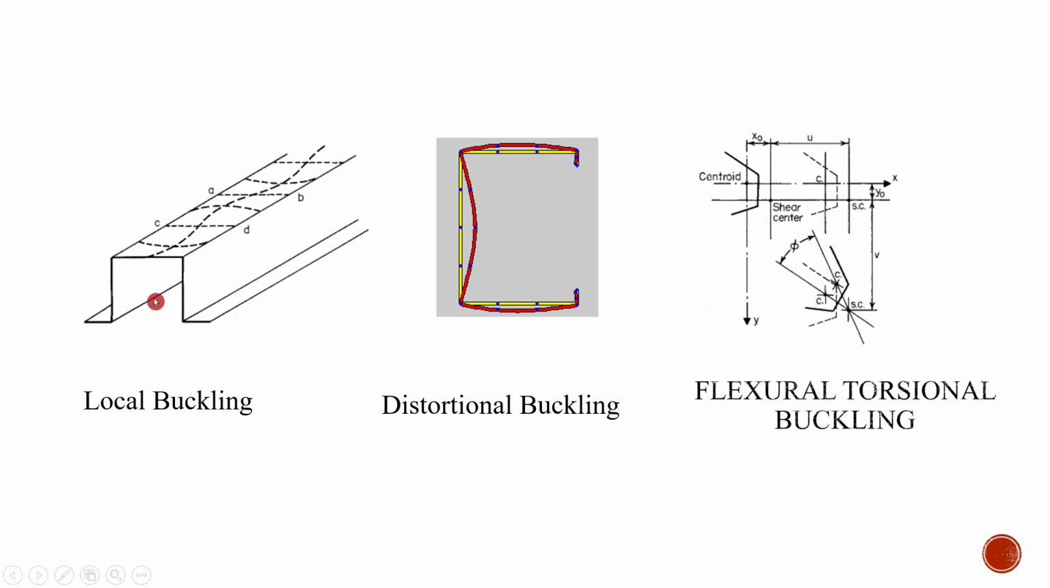These are the figures showing different local buckling, distortional buckling, and flexural torsional buckling. So you can see in the figure that in the case of local buckling, the overall geometry of the cross section is maintained, and the local buckling will happen only between the edges. In the case of distortional buckling, the shape even gets changed compared with the local buckling.